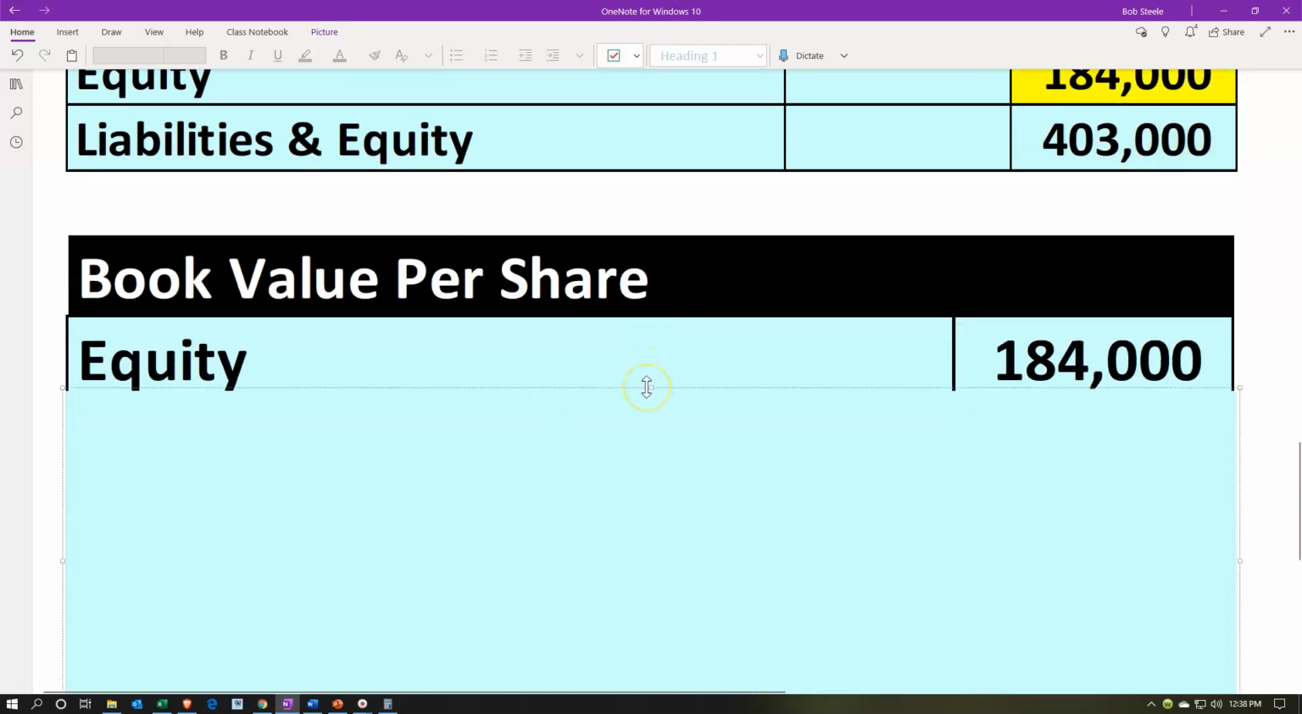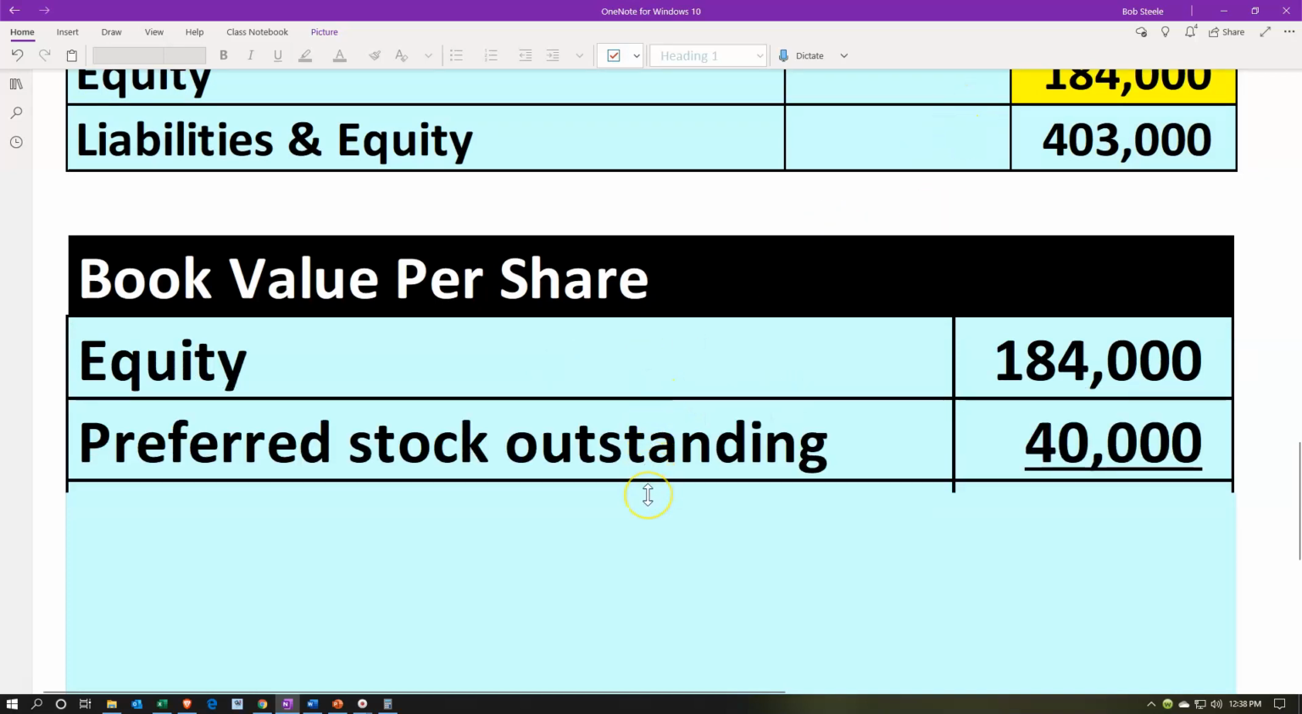We're going to have the equity, which is going to be the 184. So we're bringing that 184 on down. We're going to take the preferred stock outstanding out, which is going to be the 40,000. The preferred stock kind of always muddies the water. Preferred stock will not always be there. But remember that the thing that's preferred about them is they typically get paid first. Therefore, even though they don't have voting rights, we've got to remove the preferred stock before we can allocate the equity to the common stockholders.